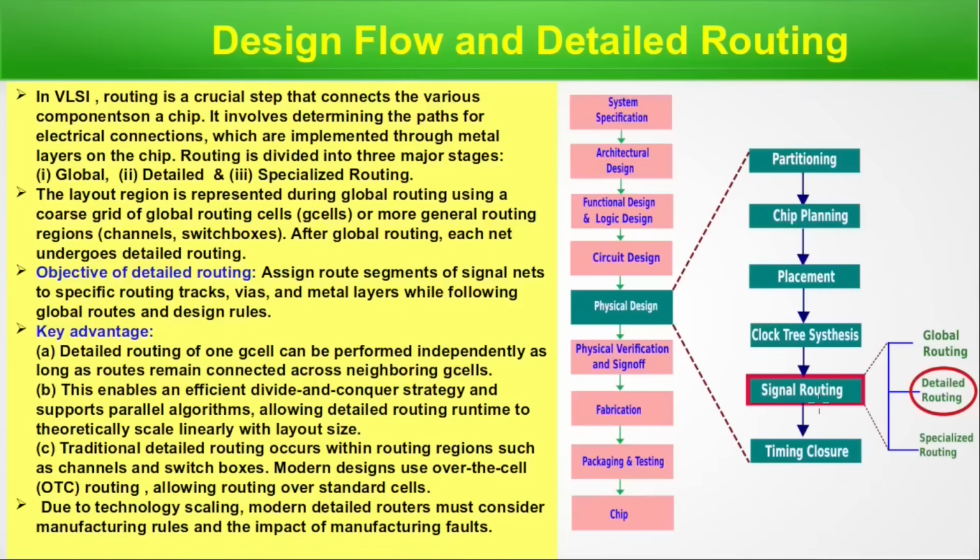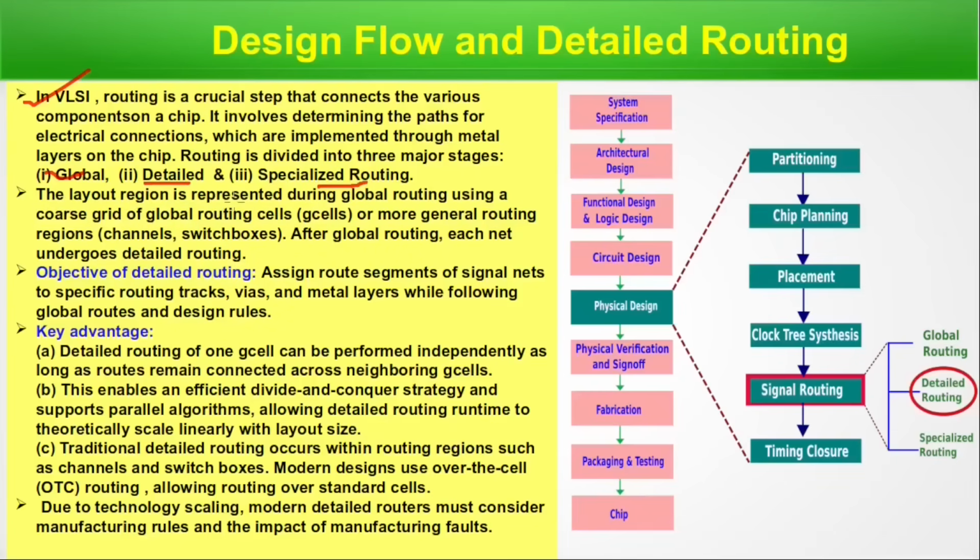In VLSI, routing is a crucial step that connects the components of a chip. There are multiple components on a chip and they are connected to realize the intended function for which the chip is designed, and that connection is done by routing. It involves determining the paths for electrical connections, from which module to which module is connected, and these connections are implemented through metal layers. So from which metal layer the connection will be drawn, routing is all about that. Routing is divided into 3 major steps: global, detailed and specialized routing.